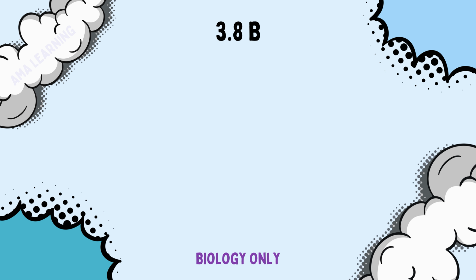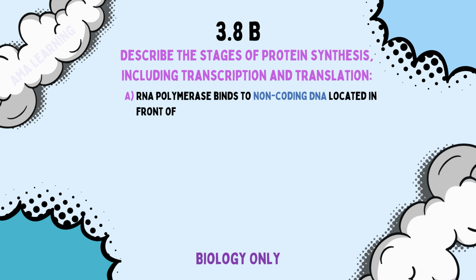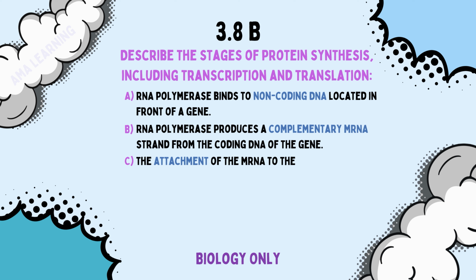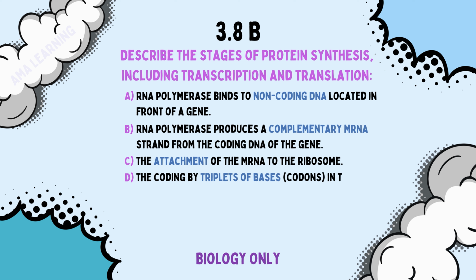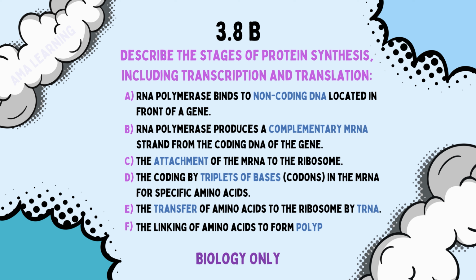Specification point 3.8b. Describe the stages of protein synthesis, including transcription and translation. RNA polymerase binds to non-coding DNA located in front of a gene. RNA polymerase produces a complementary mRNA strand from the coding DNA of the gene. The attachment of the mRNA to the ribosome. The coding by triplets of bases, codons, in the mRNA for specific amino acids. The transfer of amino acids to the ribosome by tRNA. The linking of amino acids to form polypeptides.